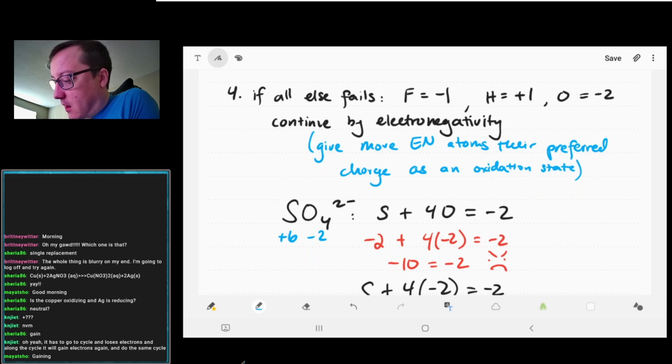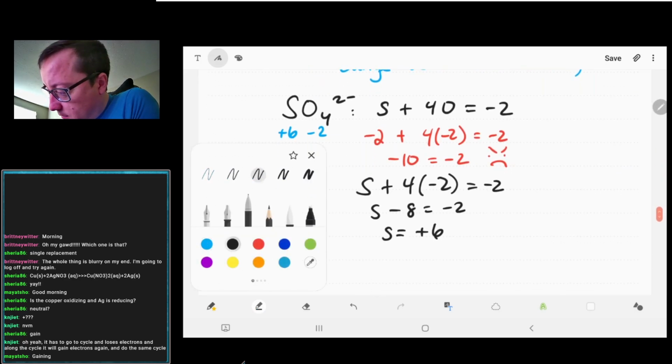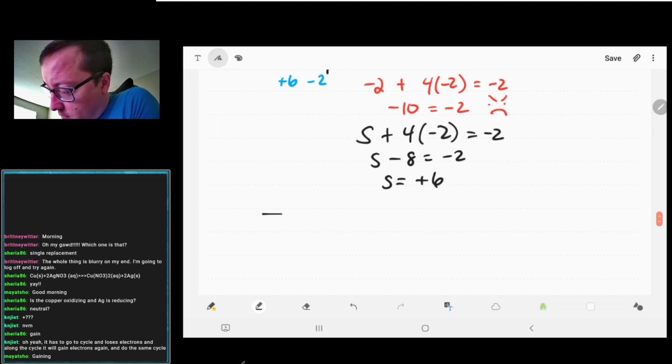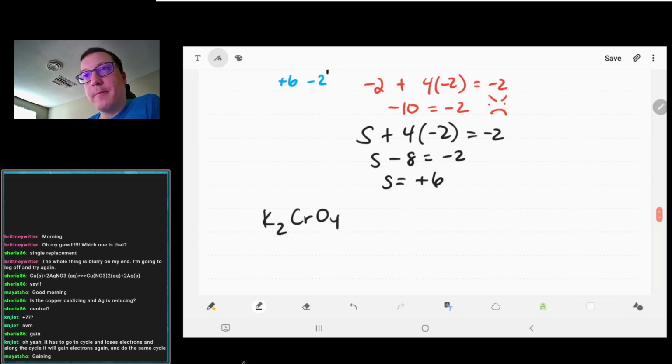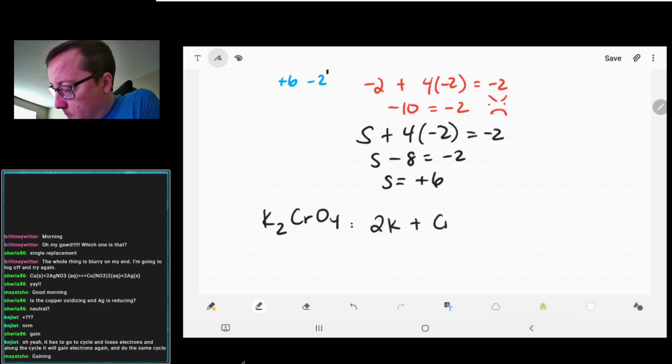Let's go ahead and look at a couple more examples. How about we do this one? Let's figure out what the oxidation numbers are for all of the elements in this compound. So this is a compound, right? So we should know that all of these added up should be 0. This is a compound.